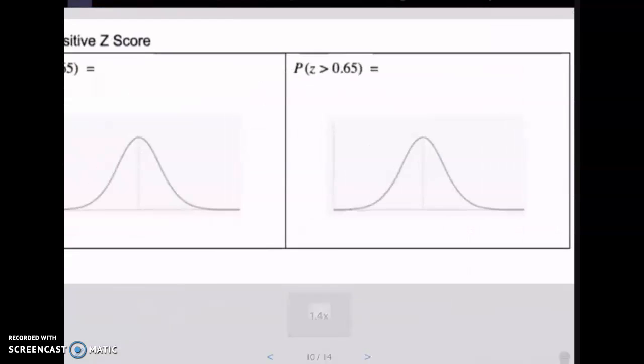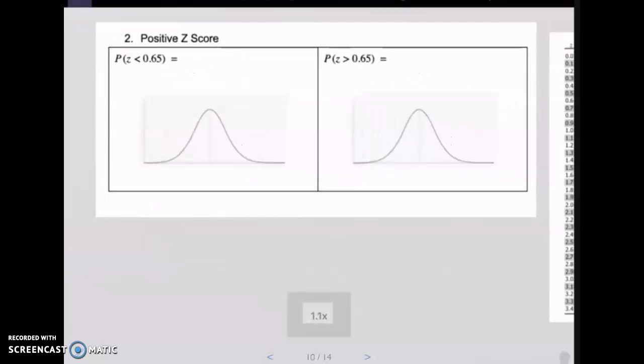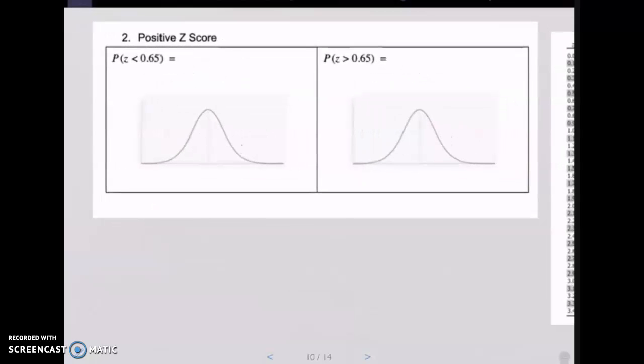All right, so what if I have a positive z-score? So a negative z-score is going to be left of the mean, and a positive z-score is going to be to the right of the mean. So here we're going less than. So we got 0, we got 1, we're going less than 0.65. So 0.65, if 1 standard deviation is here, it's going to be right about here. So I can already tell right now that I should get a number bigger than 50% because half the curve is already under water, if you will.